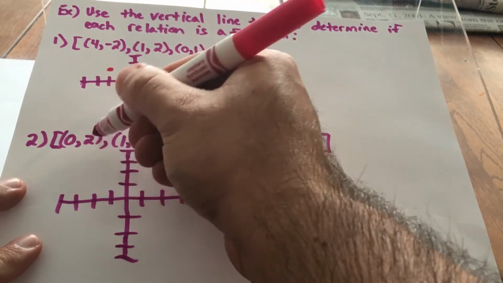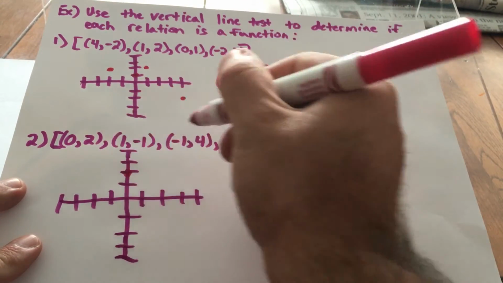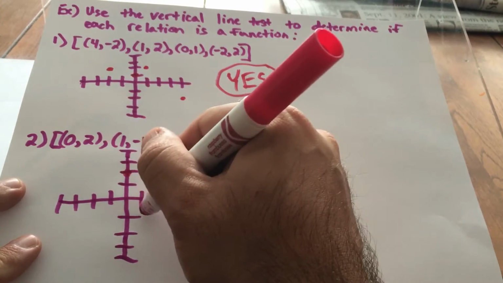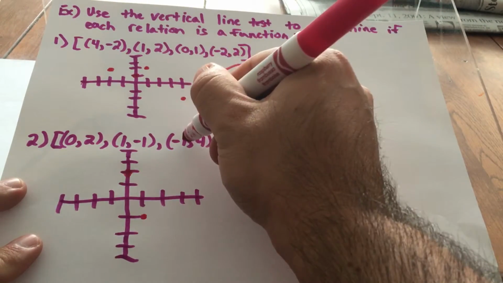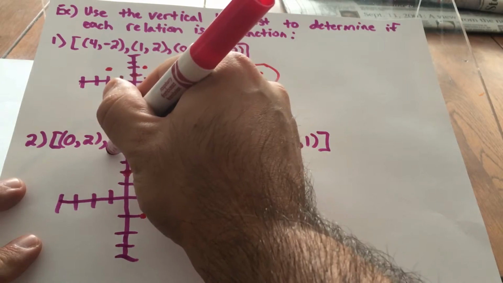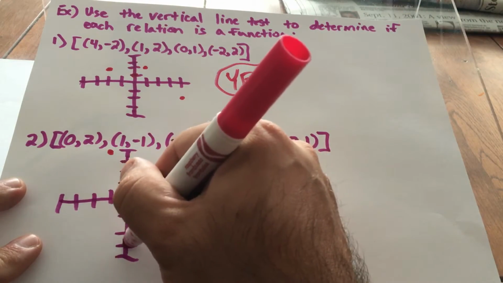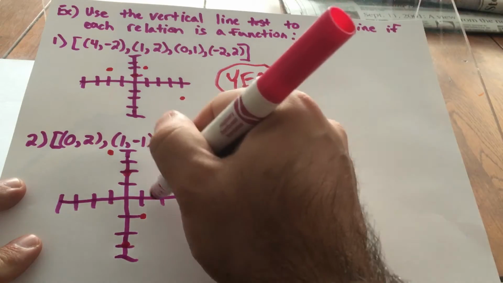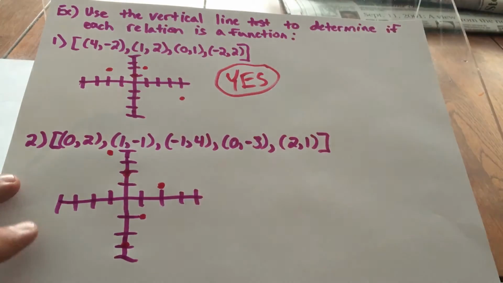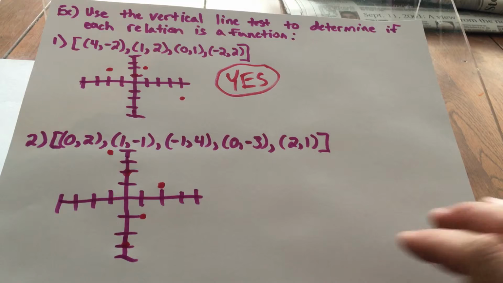Plot these points. Over 0, up 2 is right here. Over 1, down 1 is right there. Left 1, up 4 is right here. 0, down 3 is right here. And then 2, up 1 is right there. All right, so there's our function.